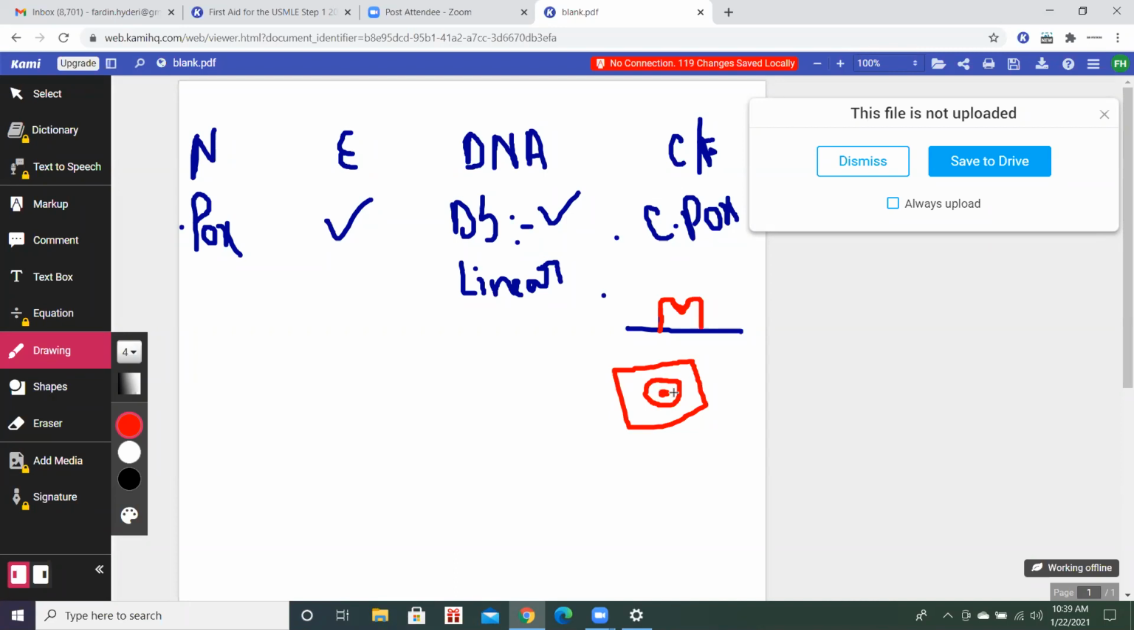This is known as molluscum contagiosum, and this is extremely high yield for Step 1. Molluscum contagiosum. Okay, this is basically a papule with a central umbilication. Are we clear about this? Yes or no? Okay.